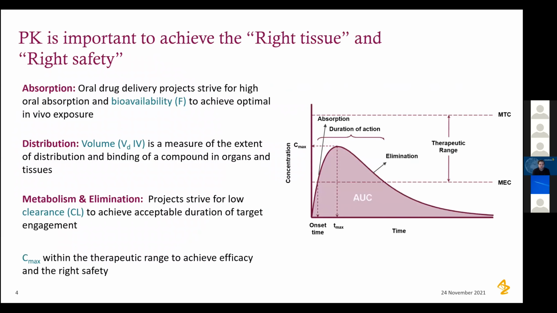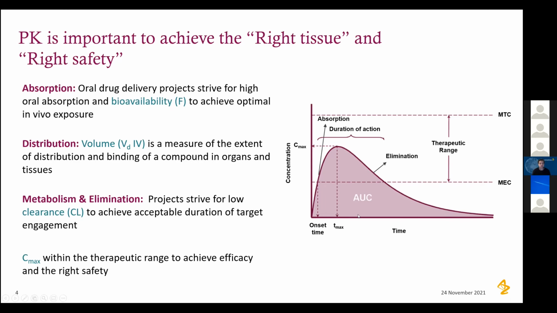So why are we interested in PK? PK is important to achieve 2 of the 5 Rs that Jack mentioned. So right tissue, which means that the drug needs to reach the right tissue to engage with the target, but also the right safety. PK can be described as ADME, or absorption, distribution, metabolism, and elimination. And various parameters can be derived from these kinds of curves on the right, so time versus concentration curves.